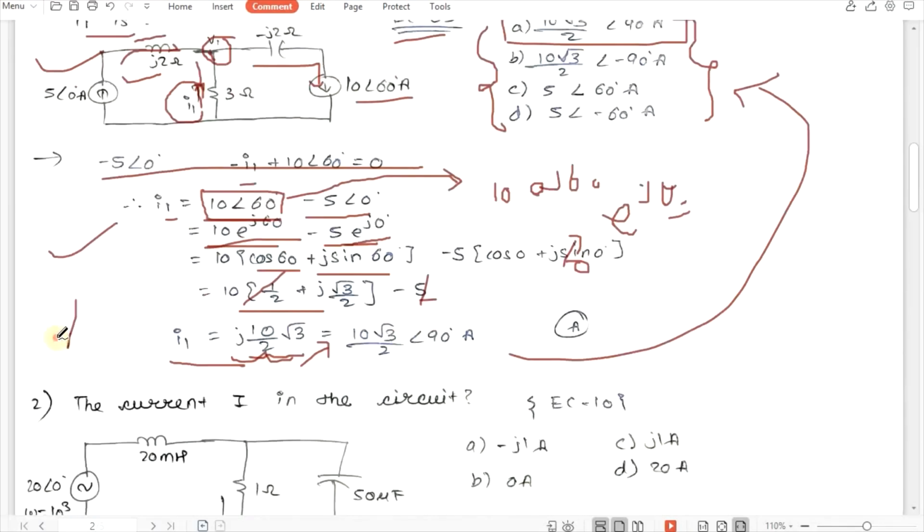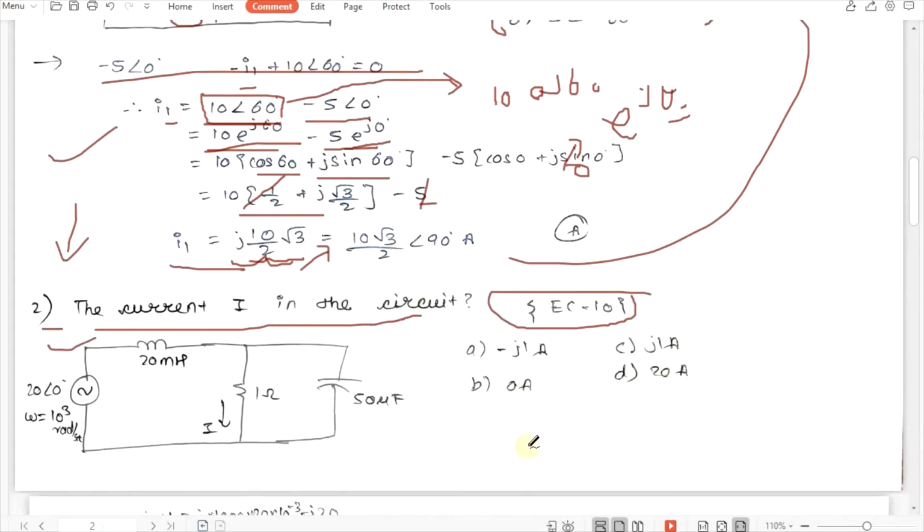Now let's move on to the second sum. This second sum says that you have to find the current I in the circuit, and note one thing, this is from EC 2010. The circuit is here and the options are here.